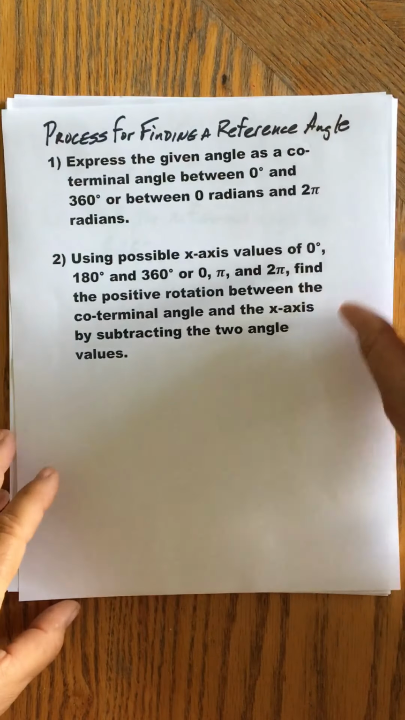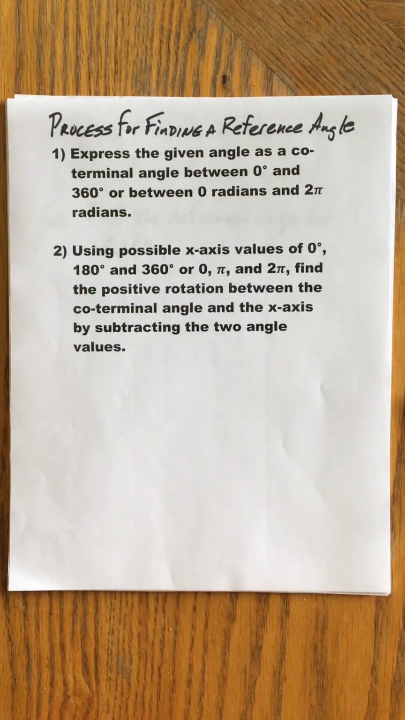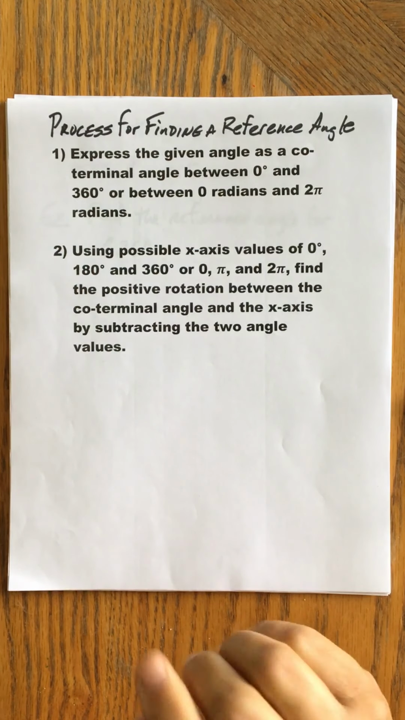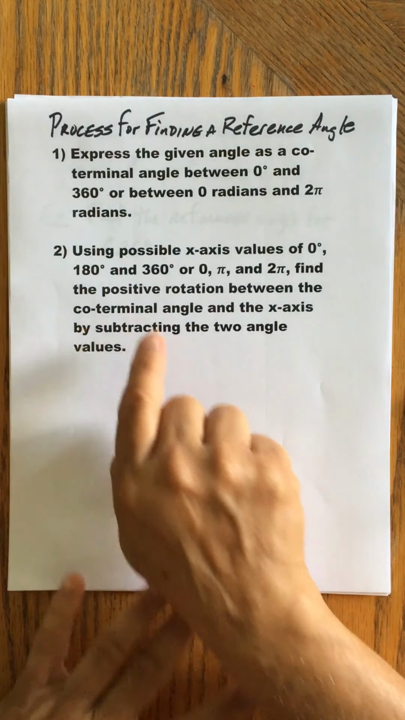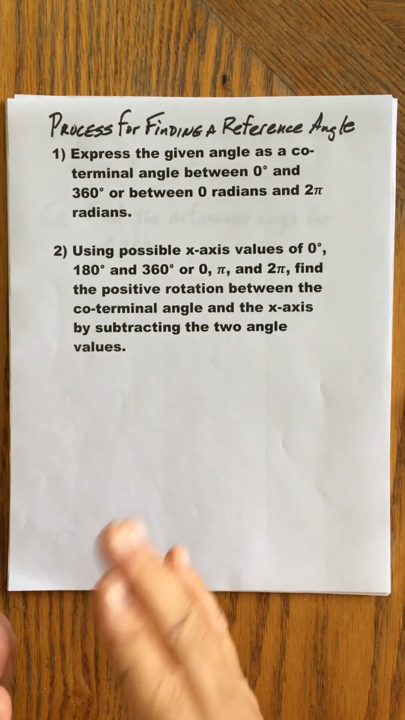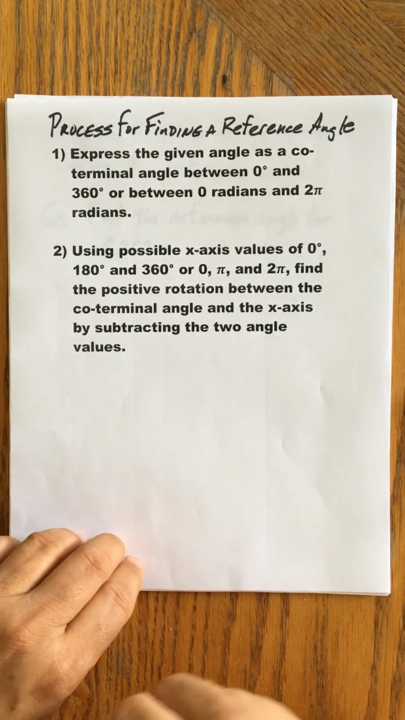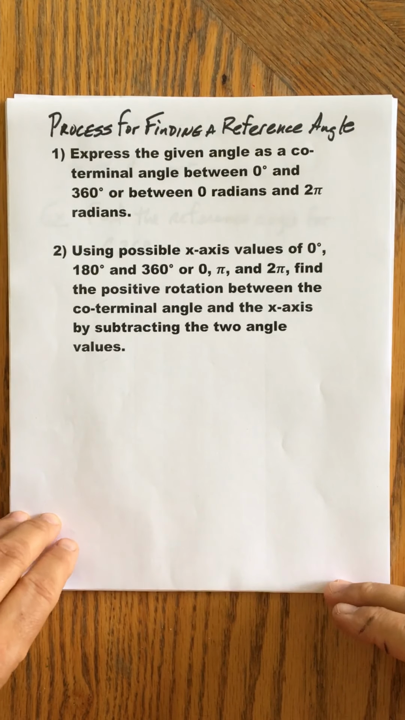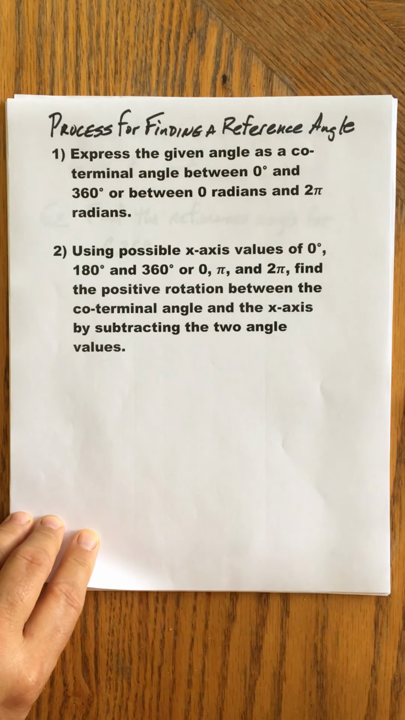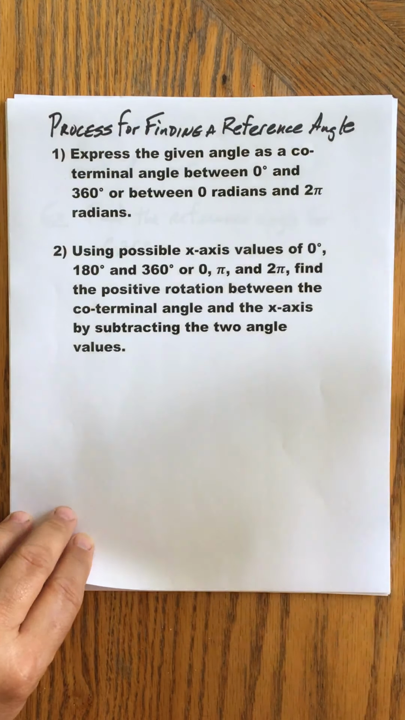So generally, most books will tell you, well, the process for finding a reference angle is to first express the given angle as a coterminal angle between 0 and 360, or between 0 radians and 2 pi radians, depending on what system you're in. And then what you do is you subtract the two angles. So using the possible x values of 0, 180, and 360, or 0, pi, and 2 pi, find the positive rotation between the coterminal angle and the x-axis by just subtracting them. All right, so let's take a look at the example.